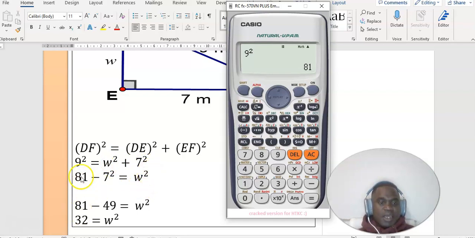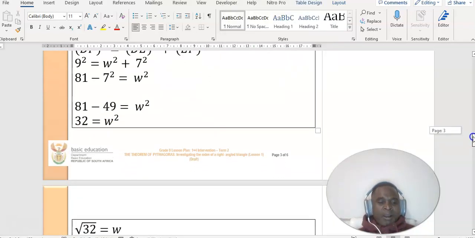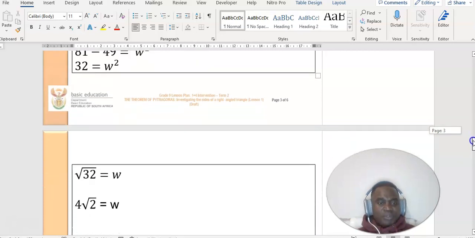Now 81 minus 7 squared is what? How do you press that on the calculator? 7 squared, which is what? 49. And it's going to give us 81 minus 49, which is 32. So we take a square root of both sides. If I take square root of both sides, square root of w squared, square root of 32. The square root of w squared will remove the square here. So you only have w is equal to square root of 32.